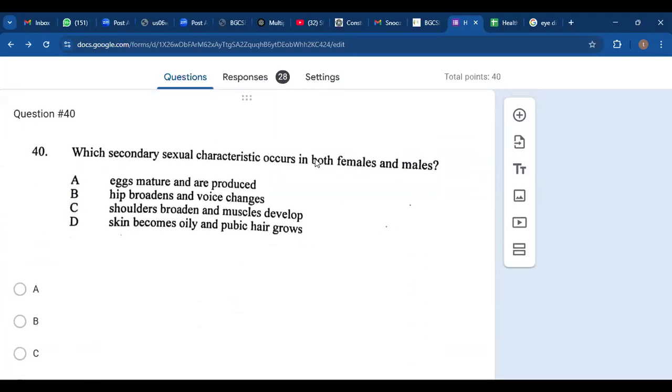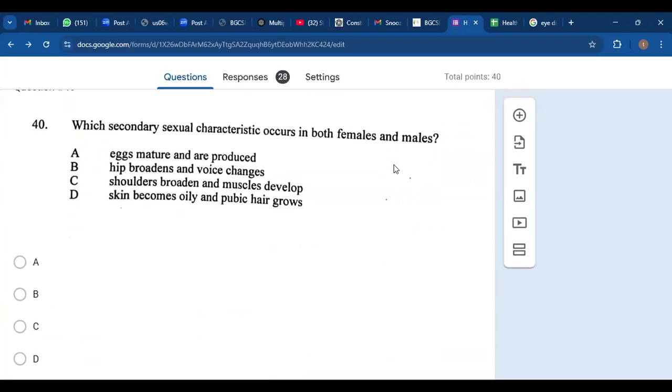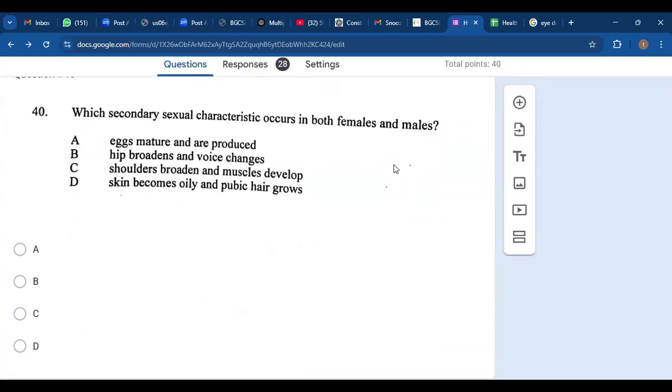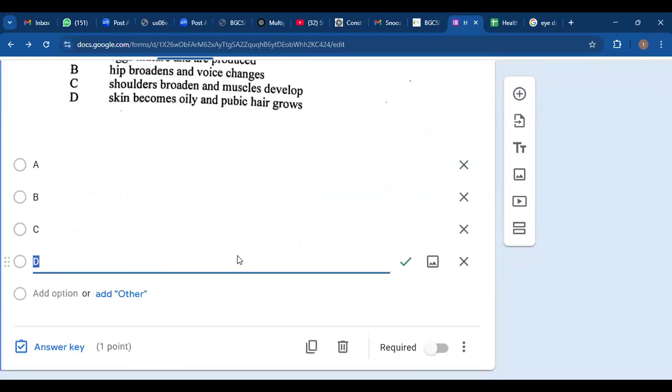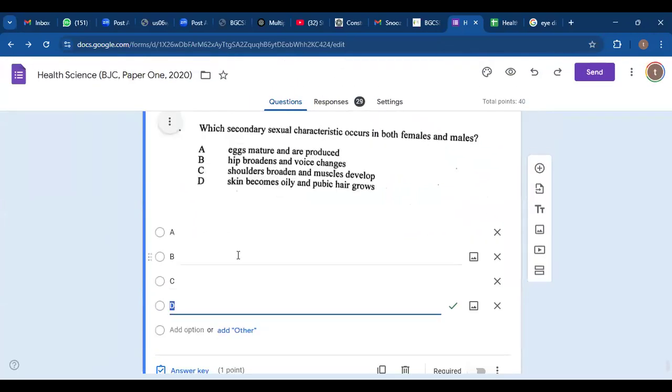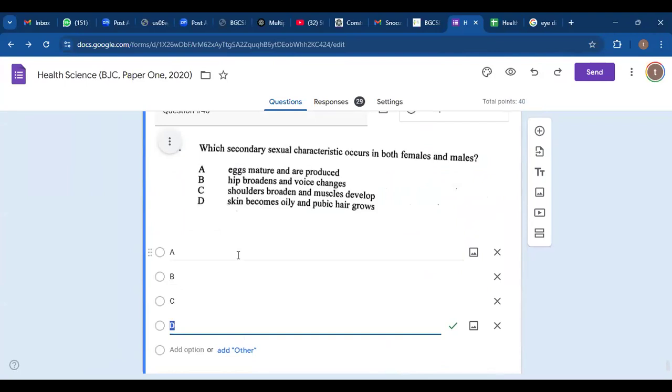Number 40, finally. Which secondary characteristic occurs in both females and males? D. Yeah, D. All right, press submit. Submit it, everyone.